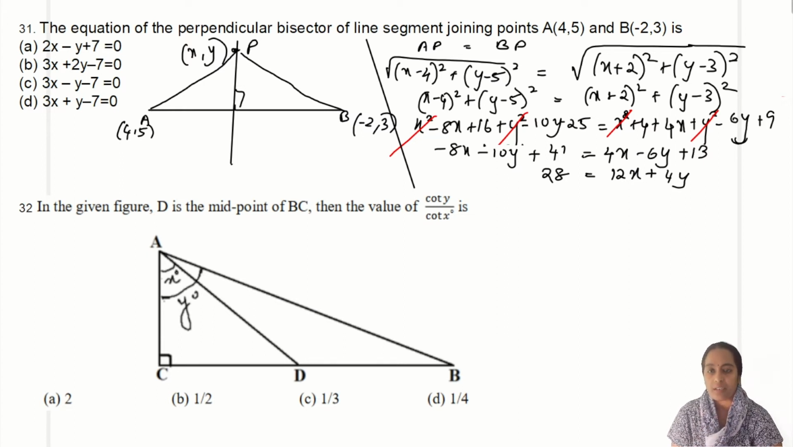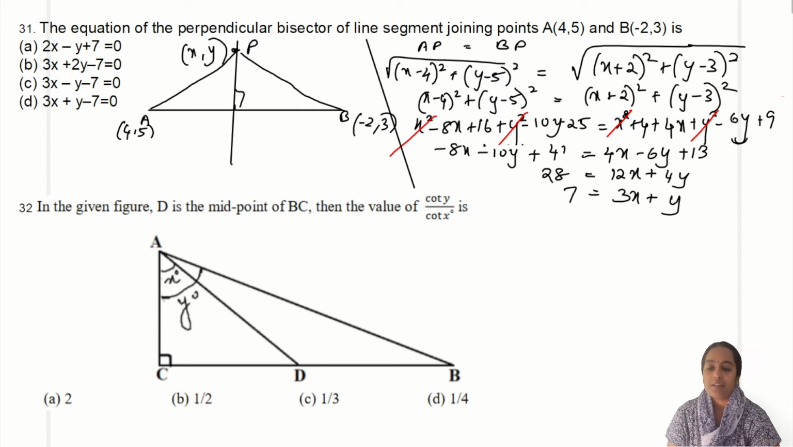I don't have this in any of the options, which means it has to be reduced. So 12x plus 4y equals 28. I can divide by 4 throughout. So 3x plus y equals 7. This is the equation I get. When I look at the options, it matches with the last option D. The 7 can be taken to the right hand side itself, it becomes minus 7. So option D is the answer, children.